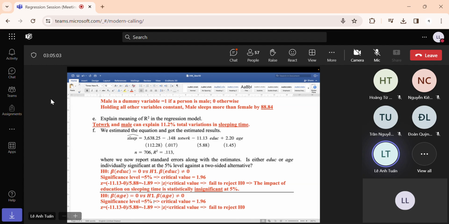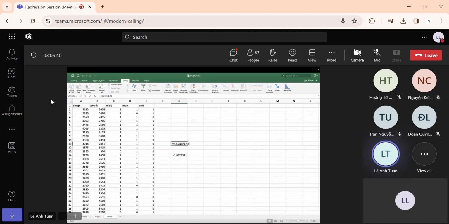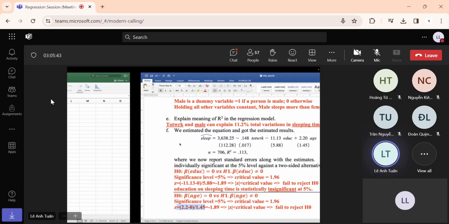And actually, we do not care whether it is positive or negative. Here we have the significance level of 5% and the critical value. Now we have the sample coefficient we would like to test, 2.2, minus the value we would like to test, which is 0, divided by the standard error of the coefficient, 1.45. This is the result we have.